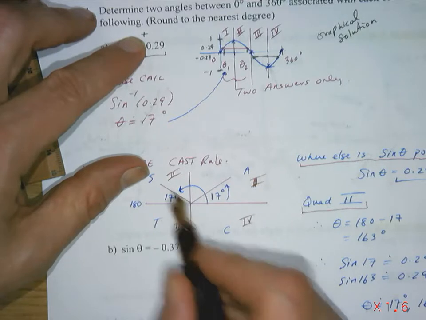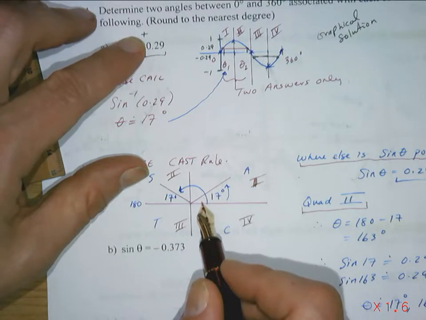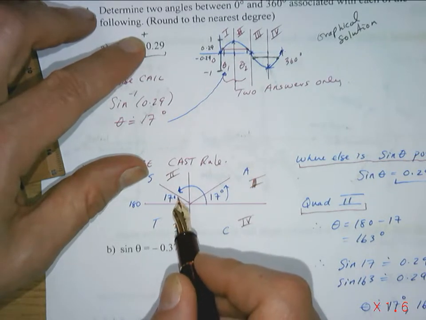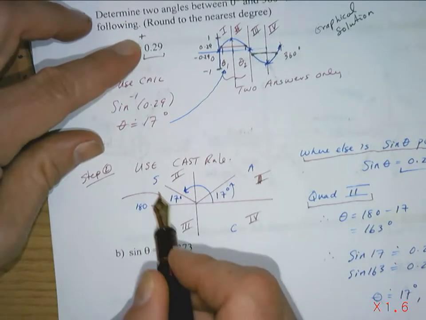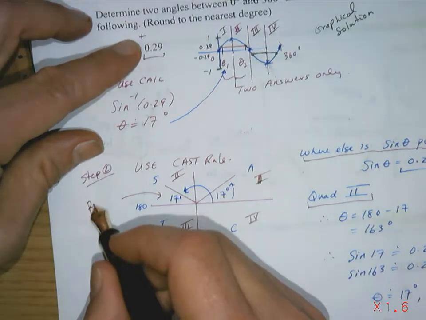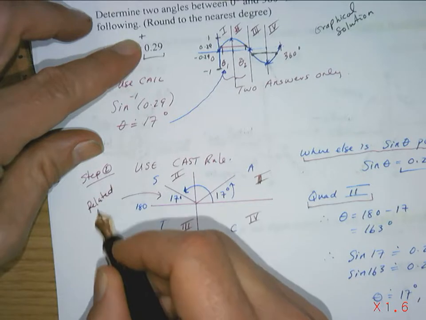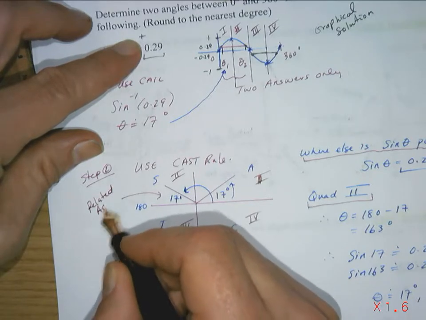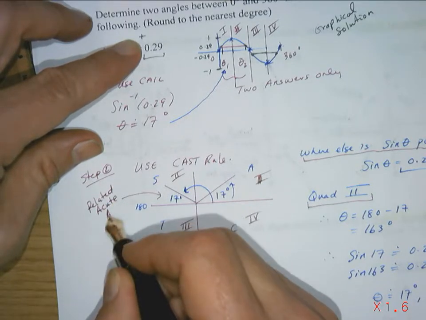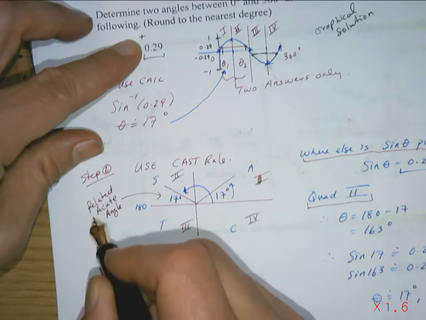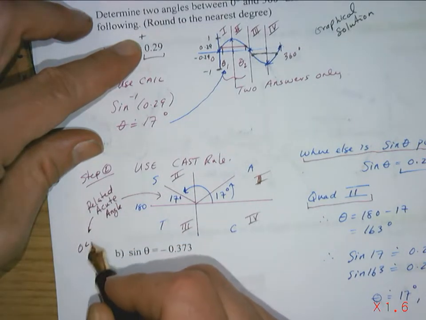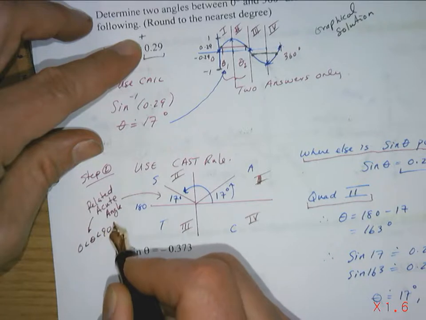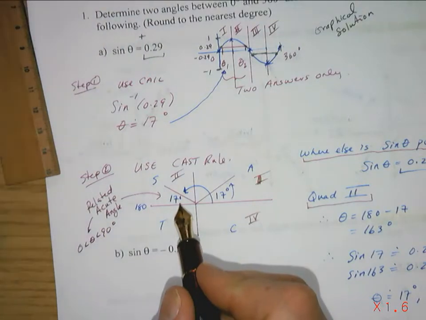So we draw our first solution. So this is 17 degrees. This is what we call our related acute angle. We talked about that in the earlier video. Related acute angle. What does the word acute mean? Acute means less than 90. Okay, so it's going to be the angle that's less than 90.